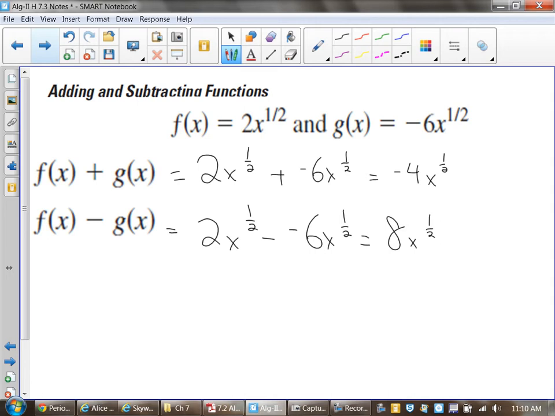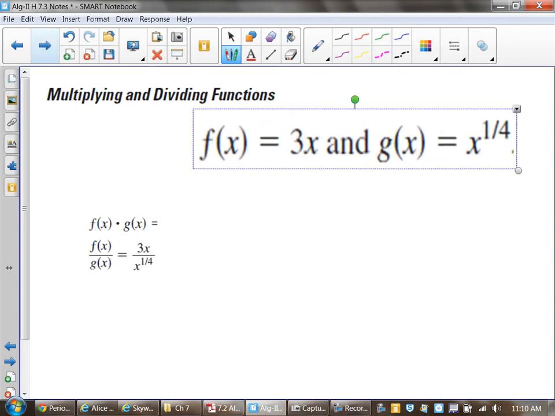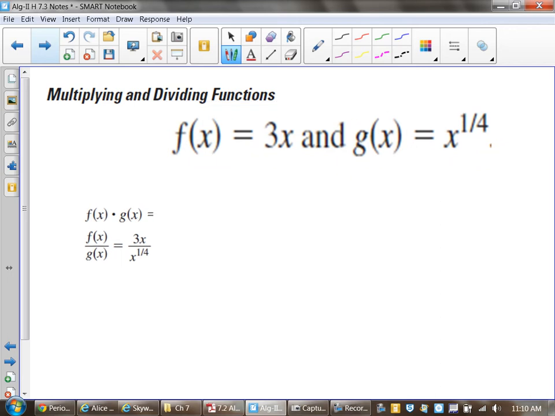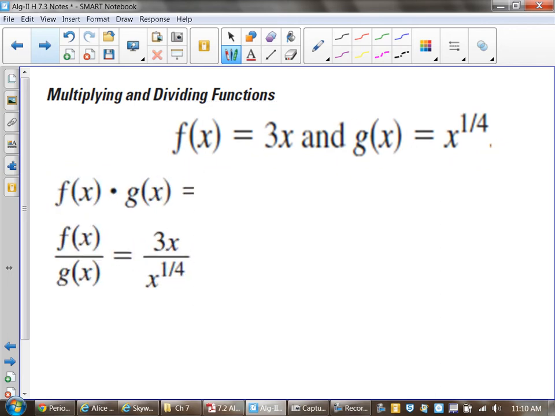Do you think anything changes when you have to multiply? Not really, not at all. You just have to follow your exponent rules. The same things are all going to work. Nothing's really changing up here. We just got to pay close attention to the rules with the exponents.